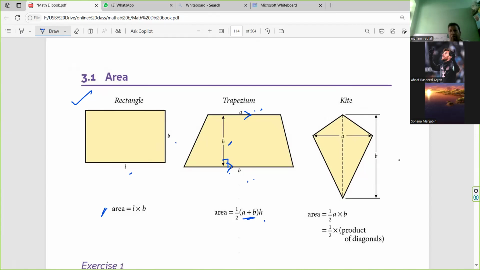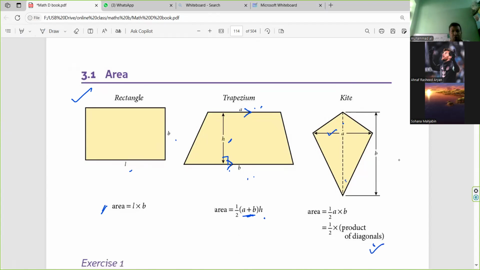And area of kite is half into product of two diagonals. This one is one diagonal, that one is another diagonal, half into product of two diagonals. So we have to remember this formula when we want to solve this maths.